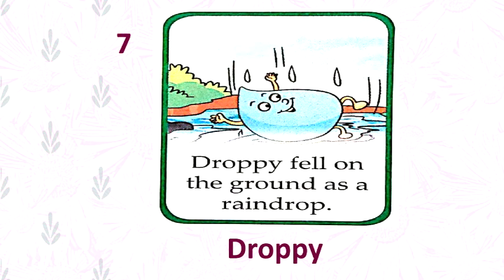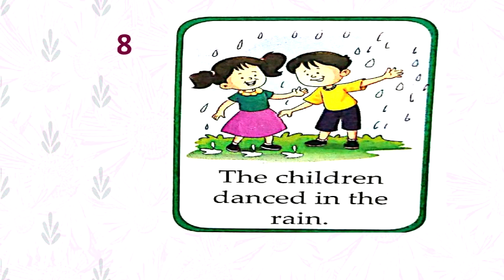Let us see the last picture of this comic strip. The children danced in the rain. So who danced in the rain? You're right, the children. So we will circle these two words, the children. This is our subject. And what information do we have about these two words? Yes, danced in the rain. So danced in the rain is our predicate.